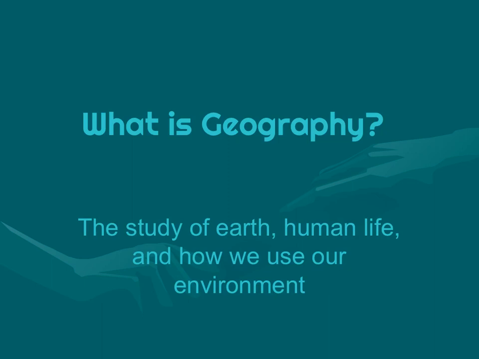So for us to understand what the 5 themes of geography are, we first need to study what is geography. Geography is the study of the earth, including studying of the climates, its landforms, human life, and how we use our environment, or how we interact with our surrounding environment. So it's important to know that geography is the study of the earth, human life, and how we use our environment on an everyday basis.